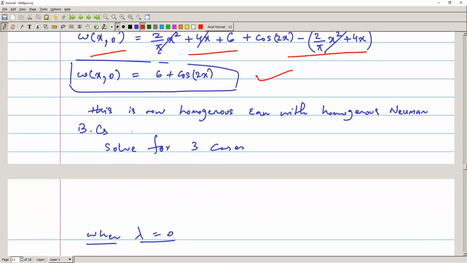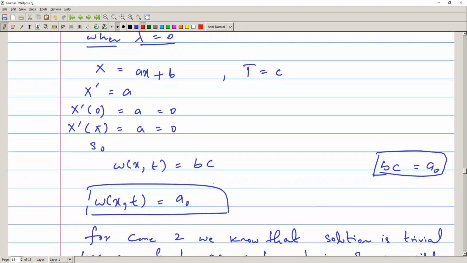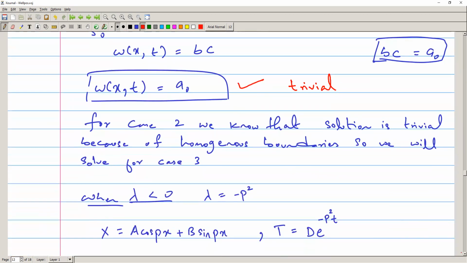And this is a homogeneous equation with homogeneous Neumann boundary conditions, solved for 3 cases, right? If you already know the solution from previous problems, you don't need to solve again for 3 cases. You can simply write that case 1 will give w(x,t) is equal to a naught. This is non-trivial, because we know that for homogeneous Neumann boundary conditions, we have a non-trivial solution for case 1 and case 3, that is for lambda equal to 0 and lambda less than 0, right? For case 2 it will be trivial, right? So we don't need case 2.